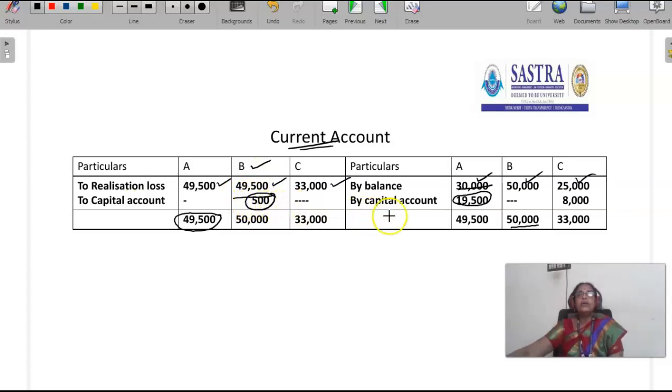Then let's go to the third case, partner C. Partner C's realization loss is 33,000 rupees, the debit side balance. The credit side balance is 25,000. The difference is 8,000. For C also the entry is C's capital account debtor to C's current account. In this way, we close the current account of all the partners and the balance amount should be transferred to partners' capital account.